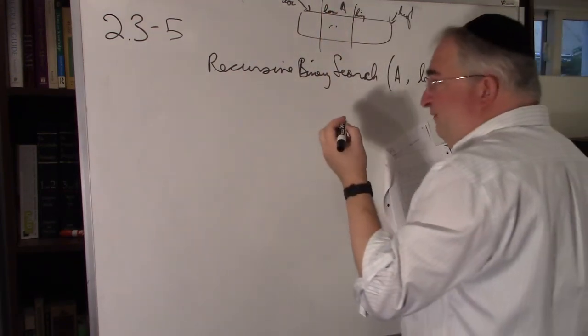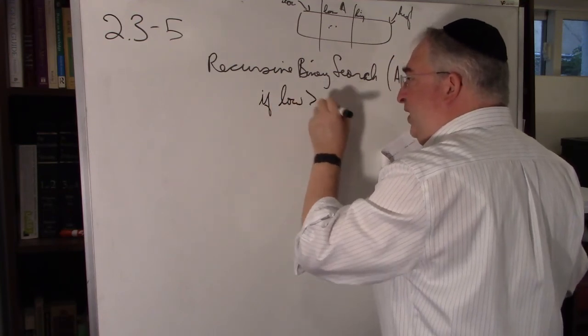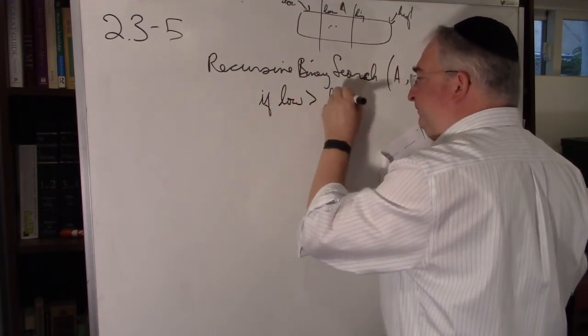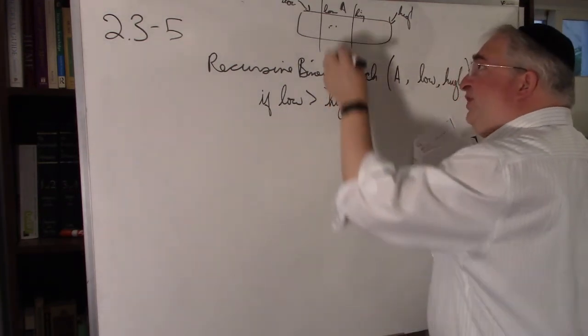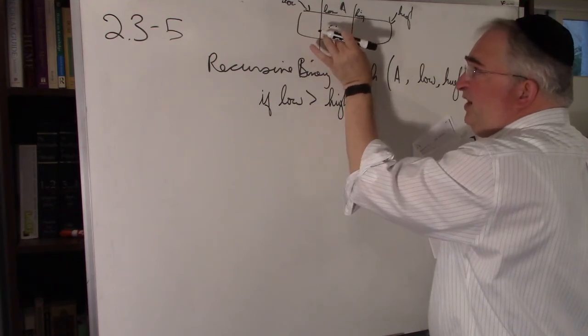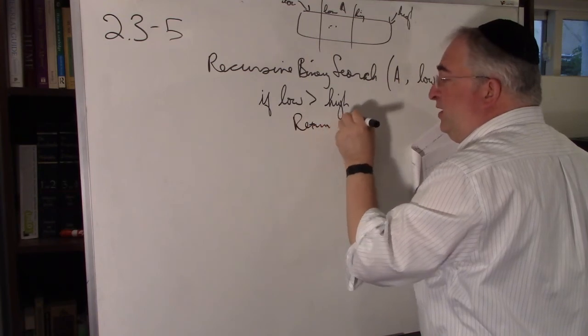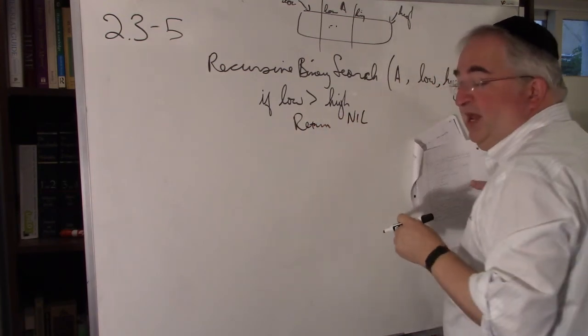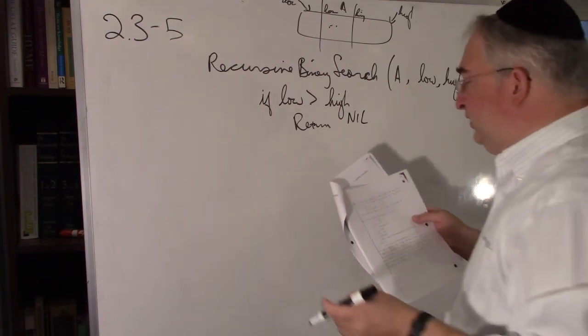So first exit strategy: if low is greater than high, that means we went through the whole thing and these two lines got closer and closer until finally they crossed. Then return nil. Nil means it's not there. We searched through it and we couldn't find it.